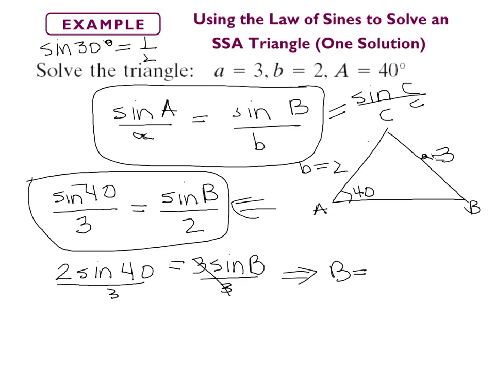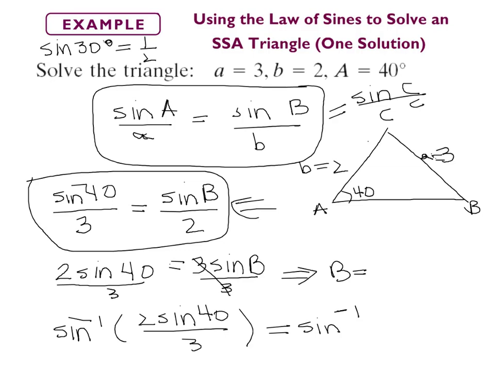I take the inverse sine. I have to take the inverse sine of both sides. So I can say the inverse sine of 2 sine 40 over 3 is equal to the inverse sine of the sine of B, right? These cancel and gives me B equals, and now I have to put this into my calculator. Does anybody have a calculator handy, or do I need to do this?